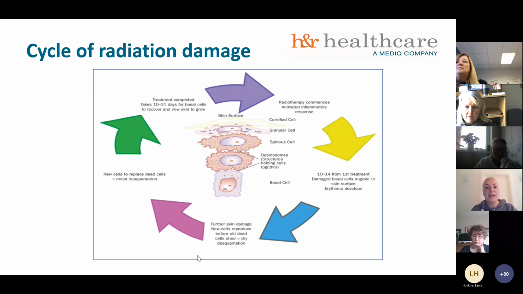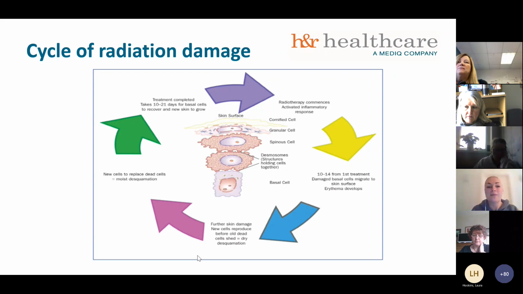So if you think of those cells in the basal layer, they are undergoing damage from the radiation. So they're a little bit damaged, aren't they? They're a little bit broken. So they're starting to migrate up and they're trying to get up to the top here where they're still a little bit damaged and a little bit unhappy.